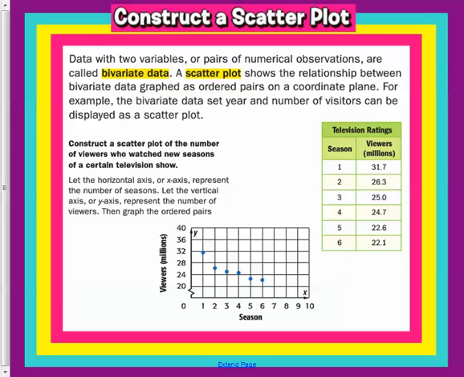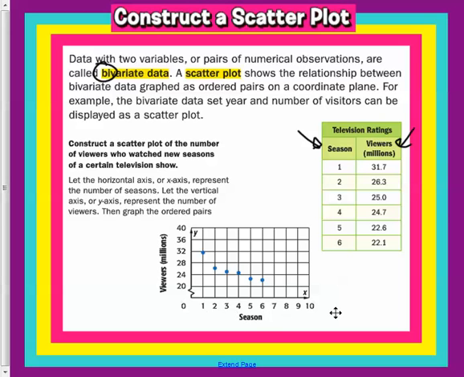For example, if we were looking at seasons versus viewers, then we can construct a scatter plot to see how many viewers watched the different seasons of a certain television show. For example, in season 1, there were 31.7 viewers. Okay, all bivariate data means is that there's two, like seasons versus viewers. So we can put that in a table in a scatter plot form.